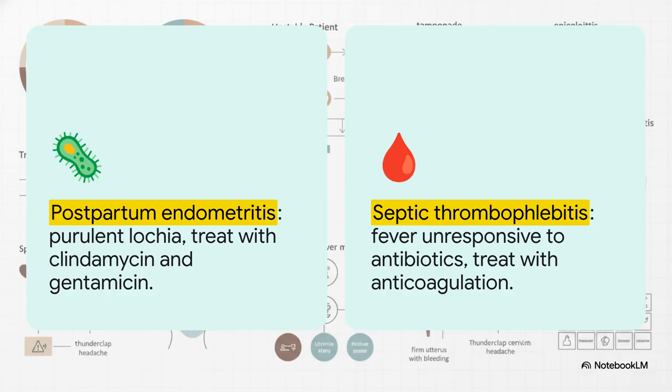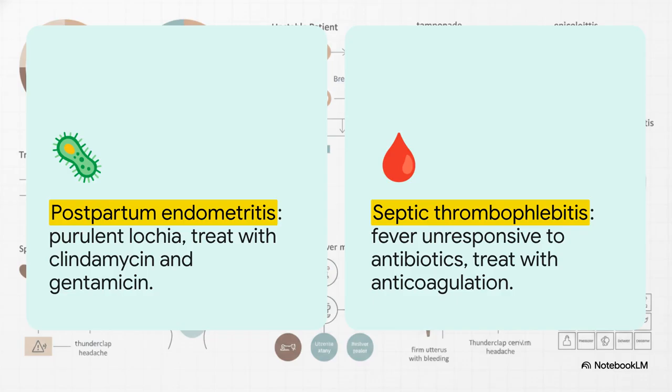Let's look at postpartum fever, which branches based on how it responds to treatment. If a patient has a fever for over 24 hours postpartum, along with purulent lochia and uterine fundal tenderness, that's postpartum endometritis. It's usually a polymicrobial infection, so you hit it with broad-spectrum IV antibiotics, specifically clindamycin and gentamicin.